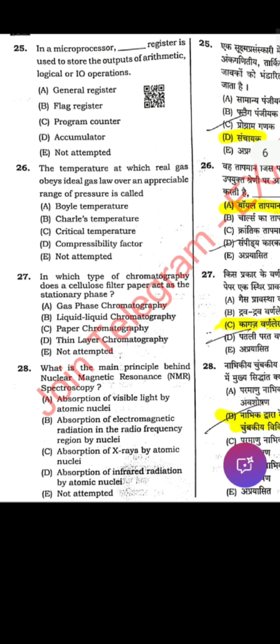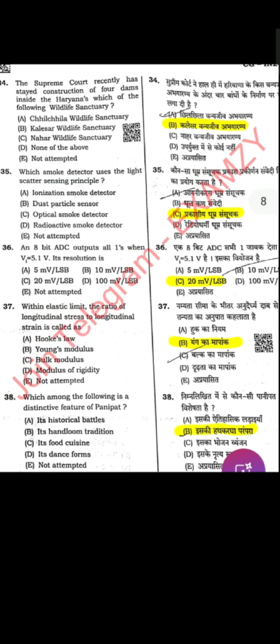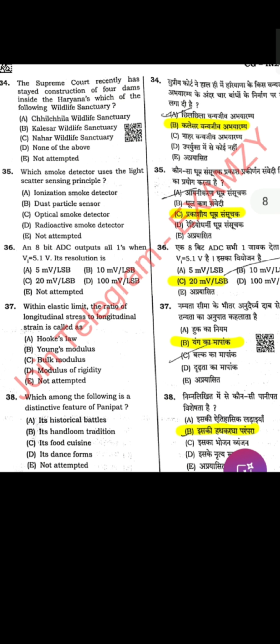The temperature at which a real gas obeys the ideal gas law over an appreciable range of pressure is called Boyle's temperature. Within the elastic limit, the ratio of longitudinal stress to longitudinal strain is called the Young modulus. Which among the following is a distinctive feature of Panipat?